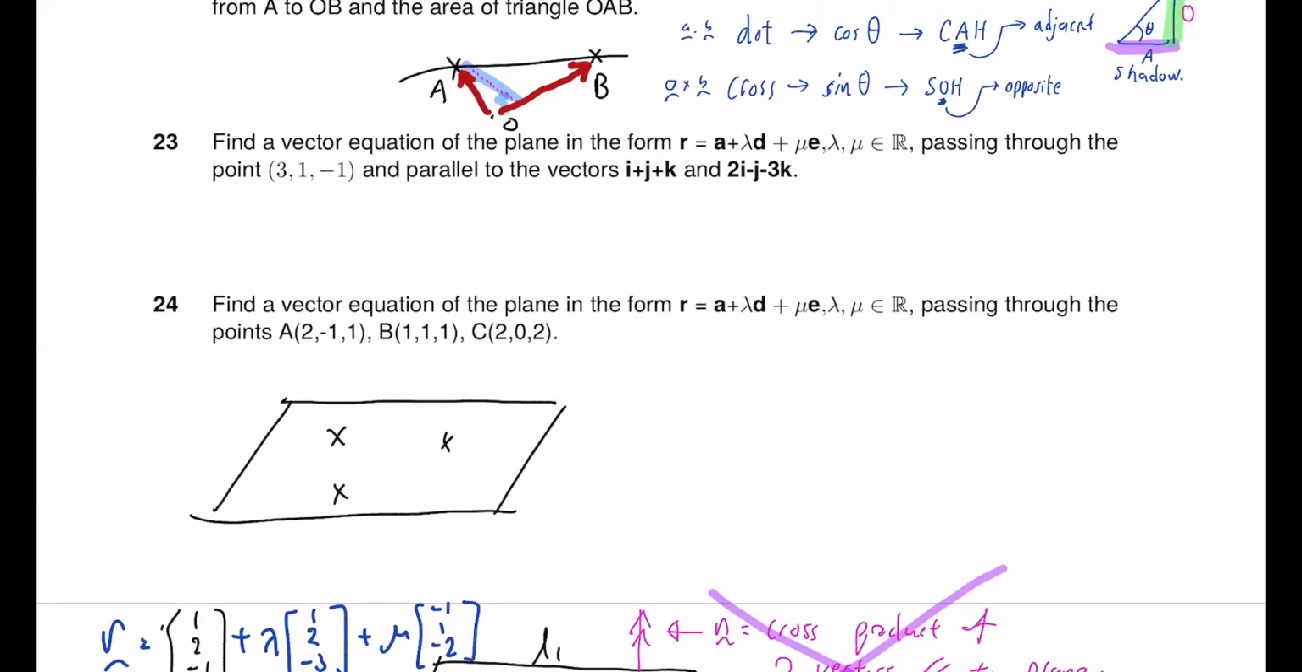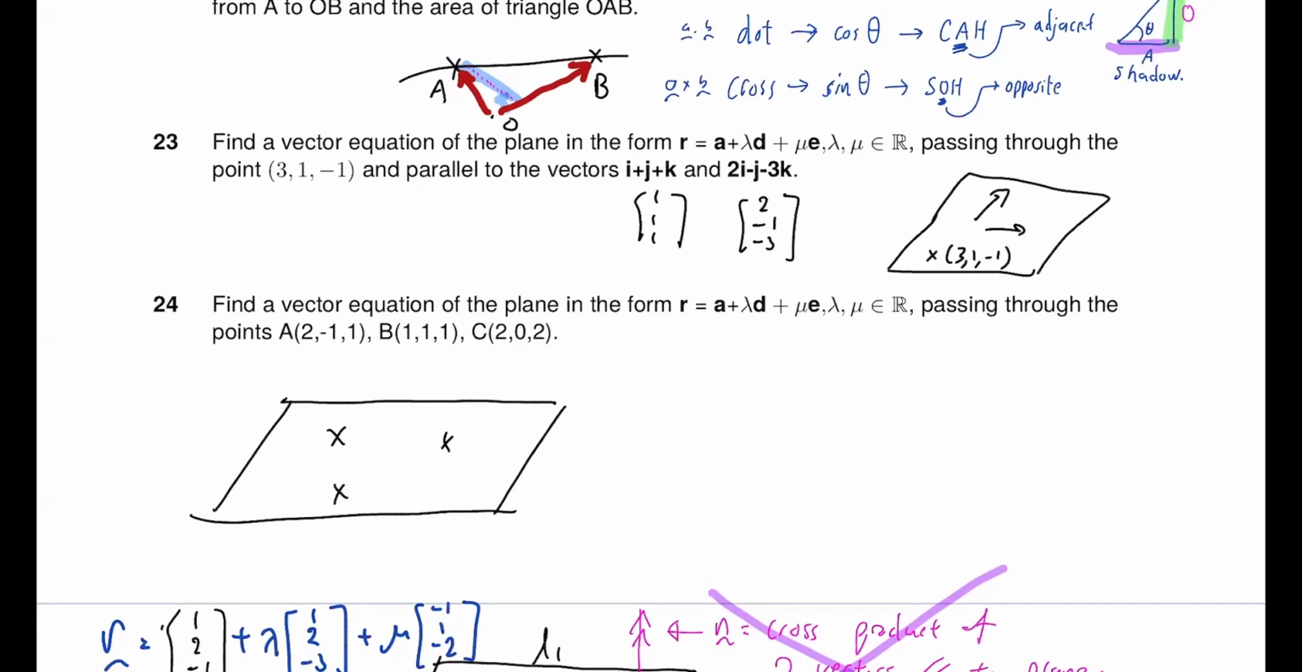Question 23. Find a vector equation of the plane in the form blah blah blah passing through the point blah and parallel to the vectors blah and blah. So i, j, k is 1, 1, 1. 2i minus j minus 3k is 2, minus 1, minus 3. So it must be a plane. It passes through this point, and it is parallel to those two vectors. If I can just draw two parallel vectors like this, sitting on the plane, those are the two vectors. That's 1, 1, 1, and that guy is 2, minus 1, minus 3. How to find the vector form? Go figure it out. It's quite obvious. This one should be the easiest. And that's all.